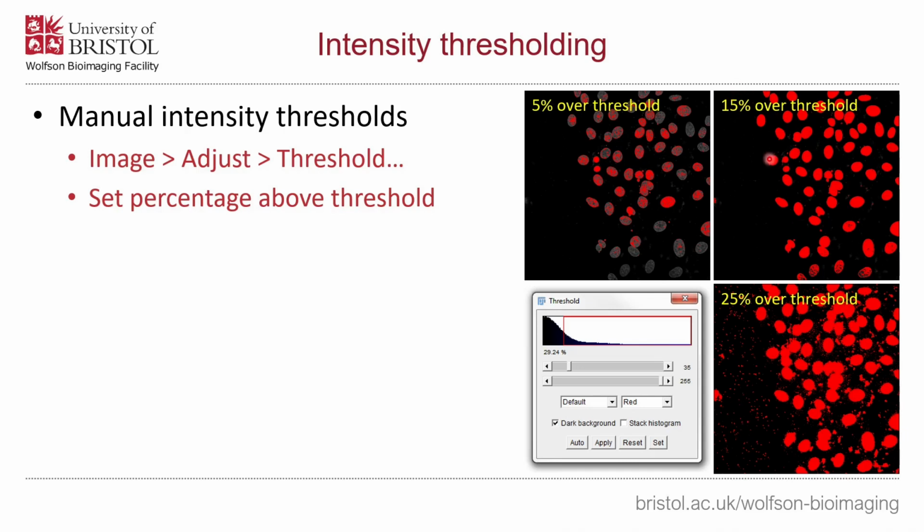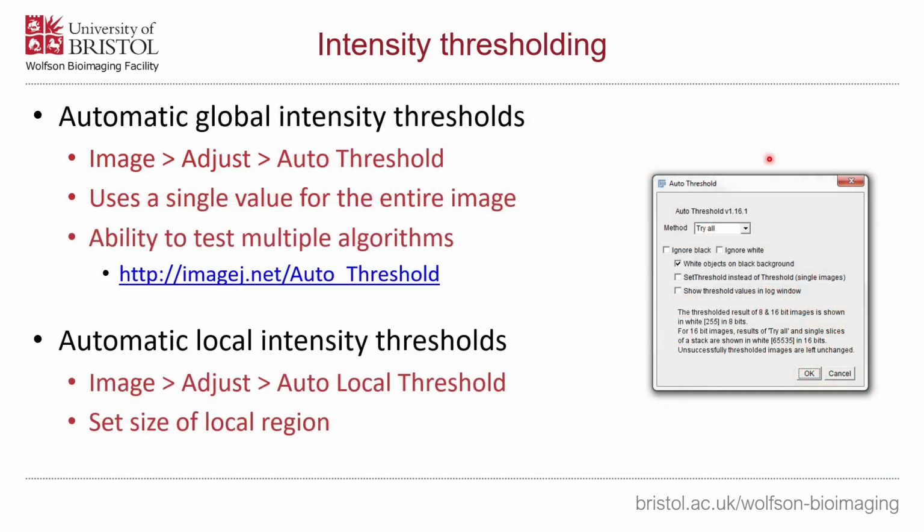However, setting something manually like this is time consuming. It's not particularly good for our automated workflow. If we've got 10,000 images from some high content system, you don't want to be setting manual thresholds. There's also the issue of reproducibility, as it's very prone to user bias. So actually what you would typically use is an automated threshold.